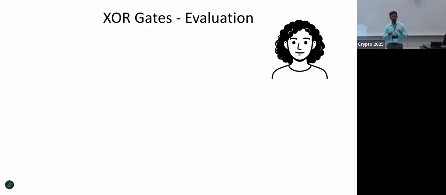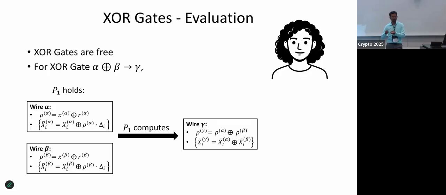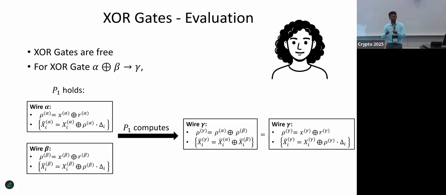Coming to the evaluation of XOR gates, firstly, XOR gates are free in WRK, so the garblers do not need to send any garbled material. And for each of these XOR gates, the evaluator holds the masked values and the labels for the input wires. It simply XORs them locally in order to obtain the masked value for the output wire and the associated label. This works because of the way we computed rho gamma and R gamma and X gamma in the pre-processing phase.